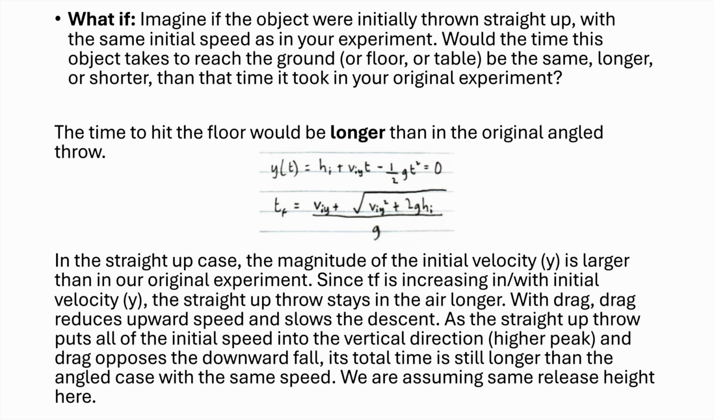Since TF is increasing with initial velocity y, as we have proven above, the straight-up throw stays in the air longer. With drag, drag reduces upward speed and slows the descent, as the straight-up throw puts all of the initial speed into the vertical direction, higher peak, and drag opposes the downward fall. Its total time is still longer than the angled case with the same speed. We are assuming the same release height here.